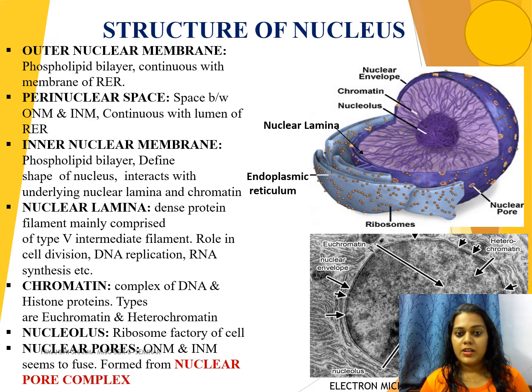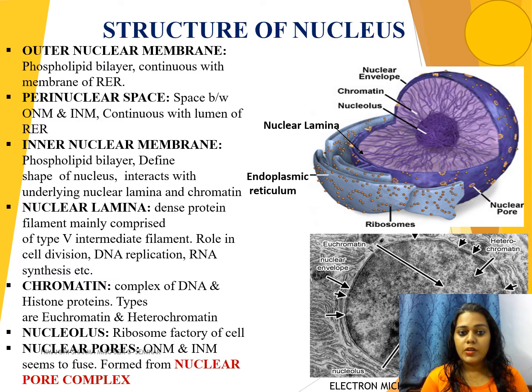So we will discuss the major components of the nucleus, that is outer nuclear membrane, perinuclear space, inner nuclear membrane, nuclear lamina, chromatin, nucleolus and nuclear pores. So let's elaborate each and every component in some more detail.